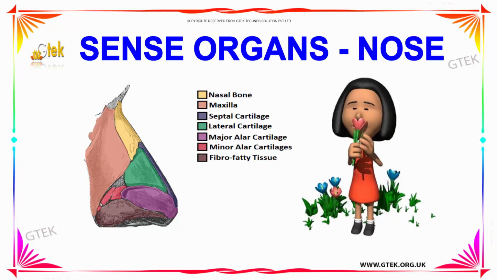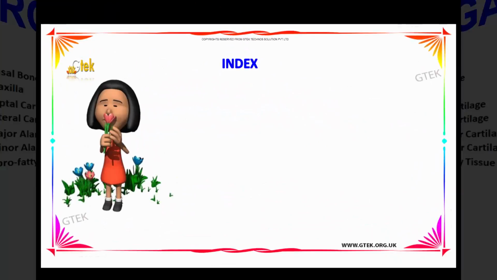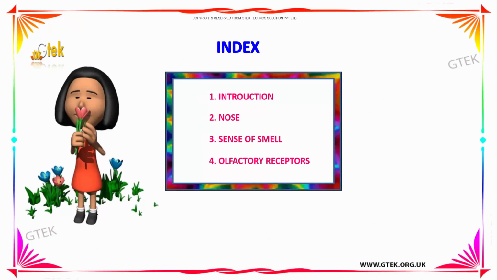We are going to discuss the sense organs. The main sense organ for us to smell is the nose. These are the topics that we are going to cover in this session. We are going to see an introduction about the nose and the structure of the nose, followed by how the nose senses the smell. We'll also be studying the olfactory receptors.